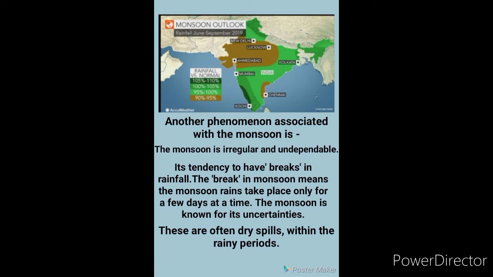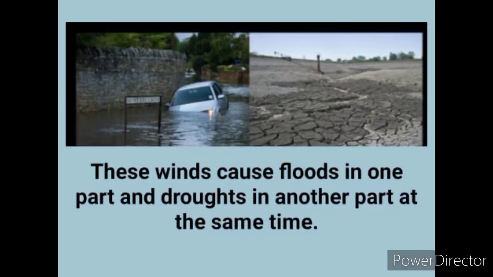Another phenomenon associated with the monsoon is that it is irregular and undependable. Its tendency is to have breaks in rainfall. The break in rainfall means the monsoon rains take place only for a few days at a time. The monsoon is known for its uncertainties. There are often dry spells within the rainy periods. These winds cause flood in one part and drought in another part at the same time.